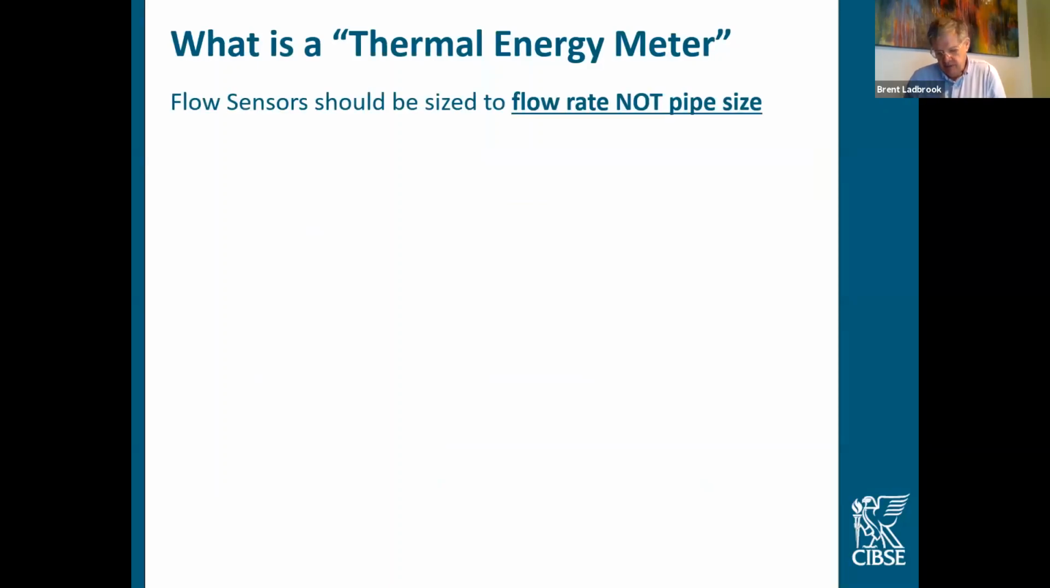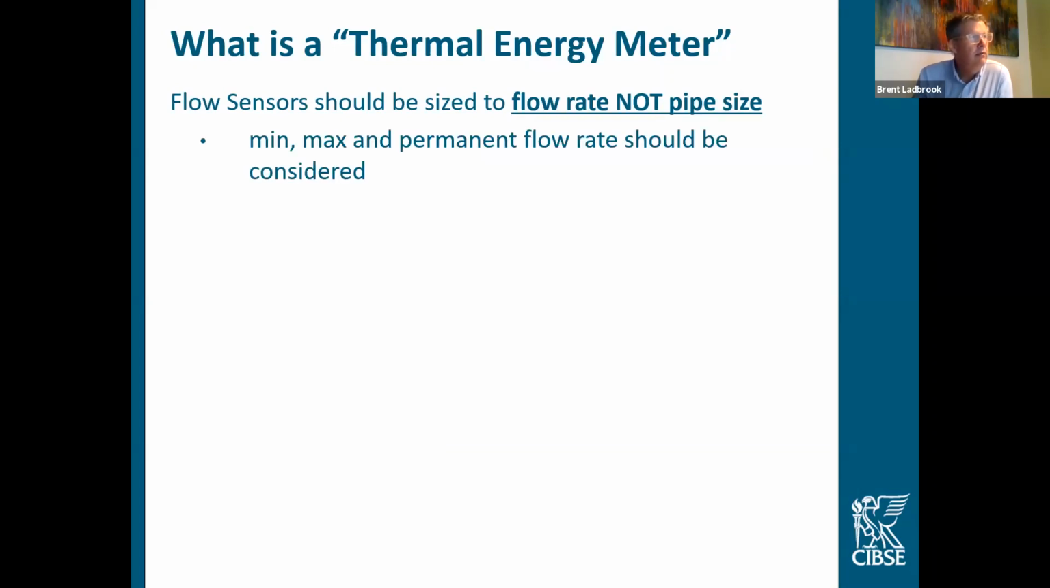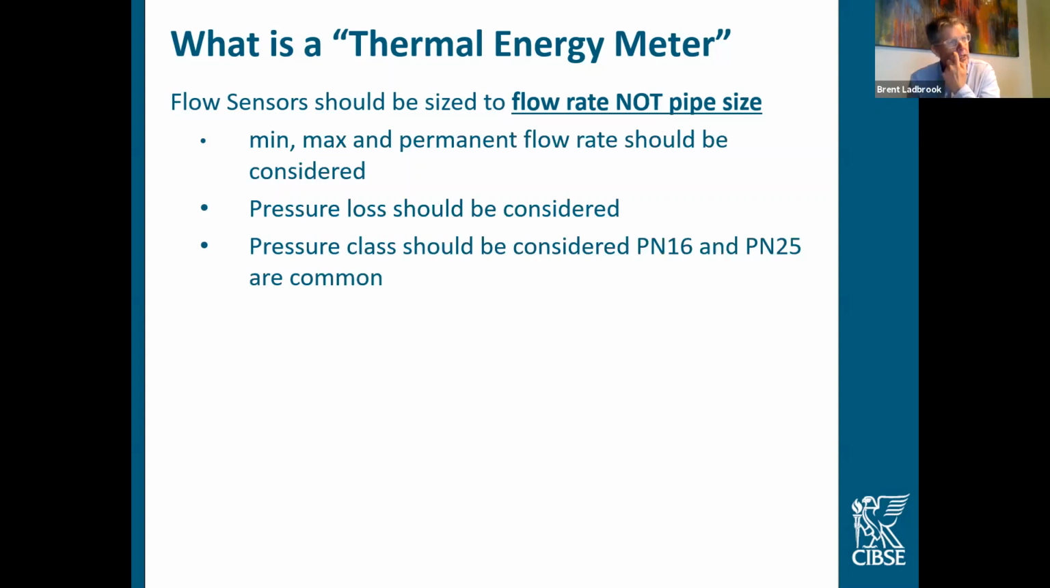Okay. However, we've spoken about pipe sizes, and flow sensors should be sized to the flow rate and not to the pipe size. Although the pipe size should be considered, we really should be sizing these to the flow rate, which is usually available from the chiller manufacturer: the minimum, the maximum, and the permanent flow rate. These should all be considered. We should also consider pressure loss. Thermal energy meters and flow sensors have a very low pressure loss across the meter, but this should be taken into account in the design. And pressure class should be considered.